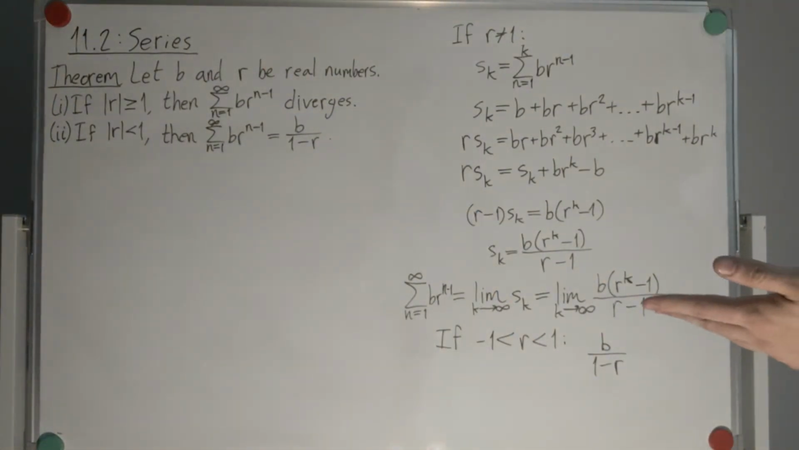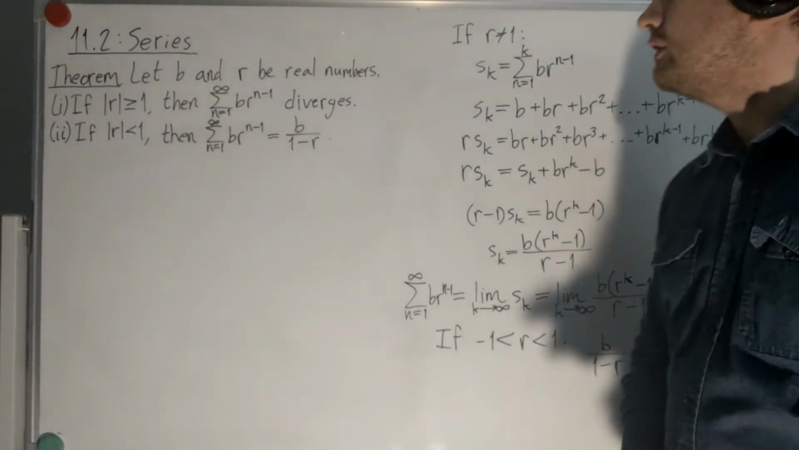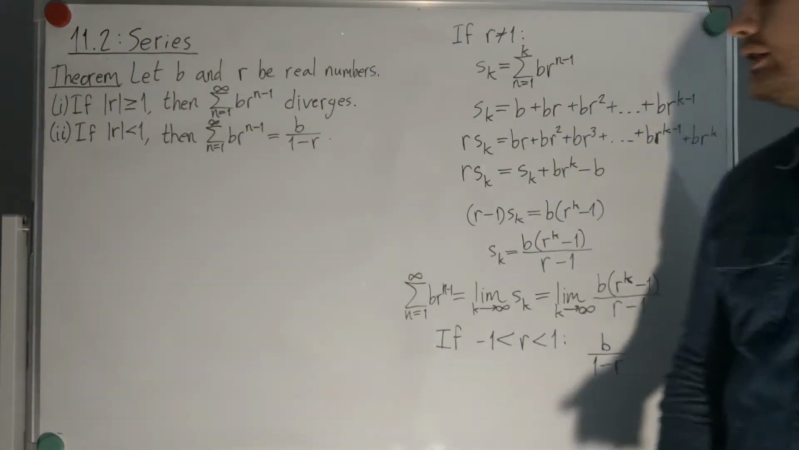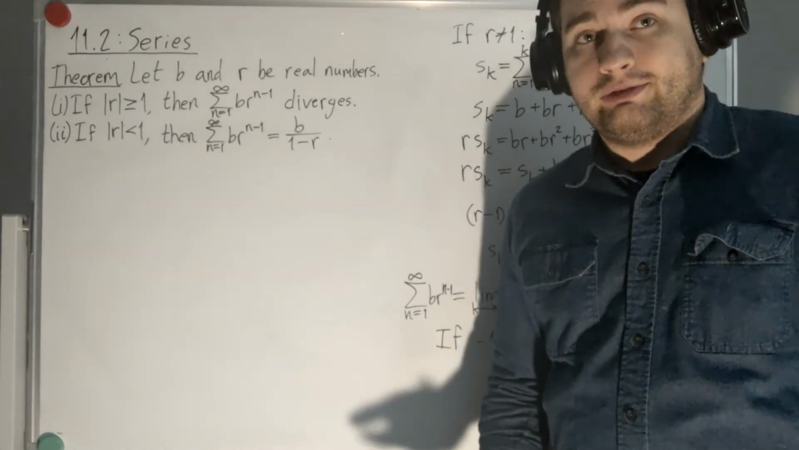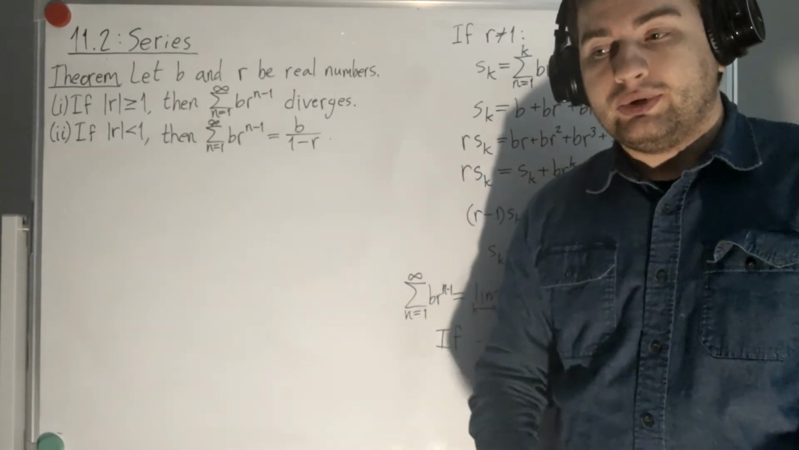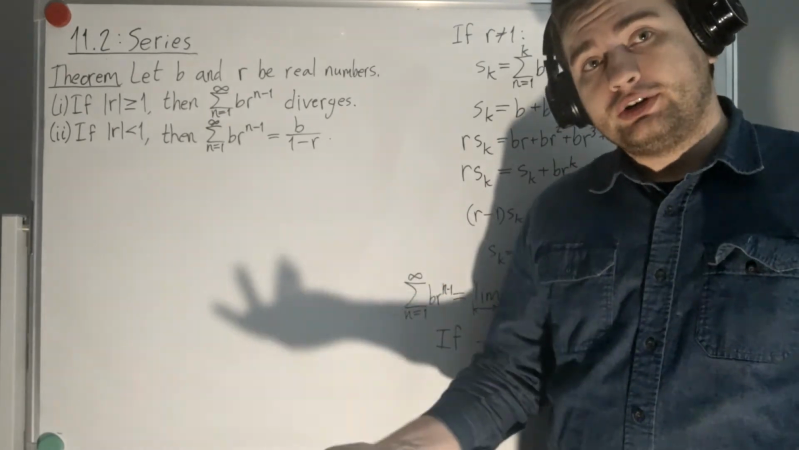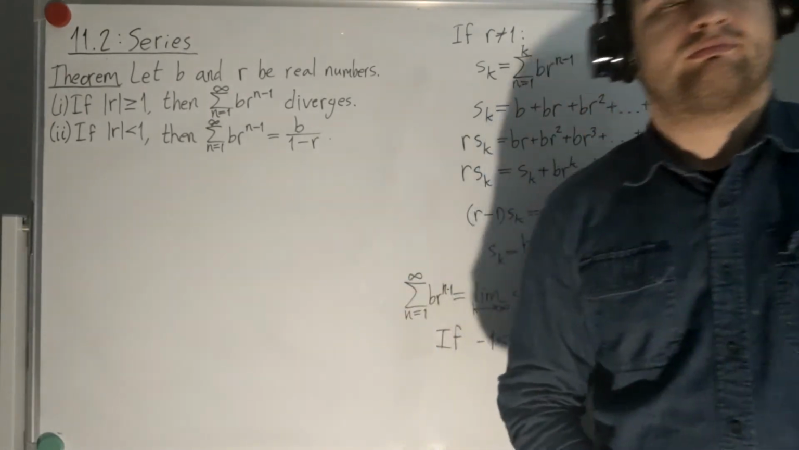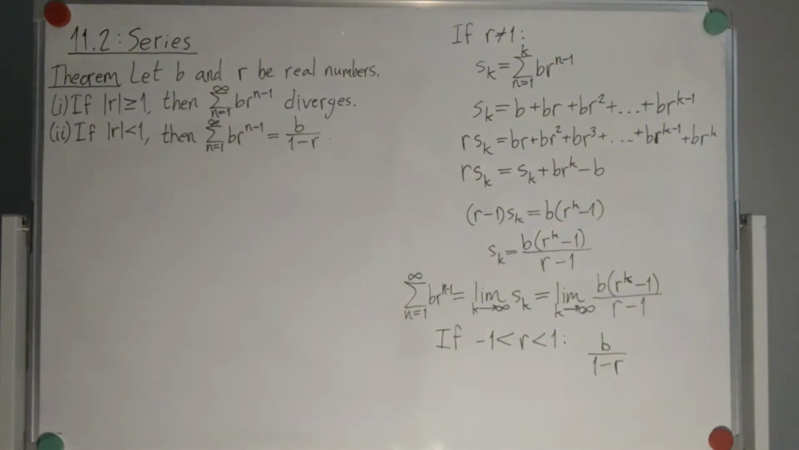So this is great. This completely characterizes all geometric series. Every geometric series, you just need to, first of all, realize that it's a geometric series and find its common ratio. Once you have that, you'll know if it's convergent or divergent. And if it's convergent, you'll know what it converges to. Okay?